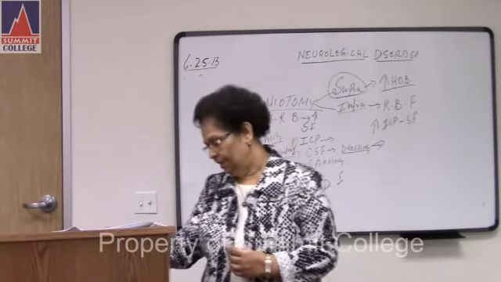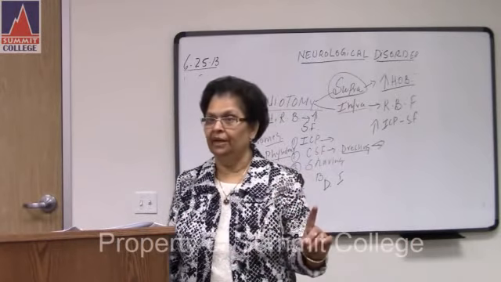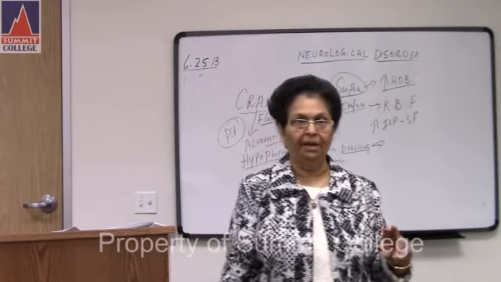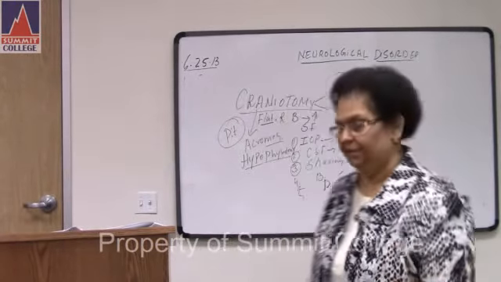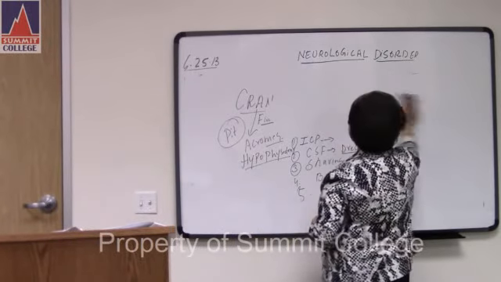And remember, diabetes insipidus comes from what gland? The pituitary gland. What is the pituitary gland producing? I want to remind you: your growth hormone and ADH. And what is ADH? Antidiuretic hormone.